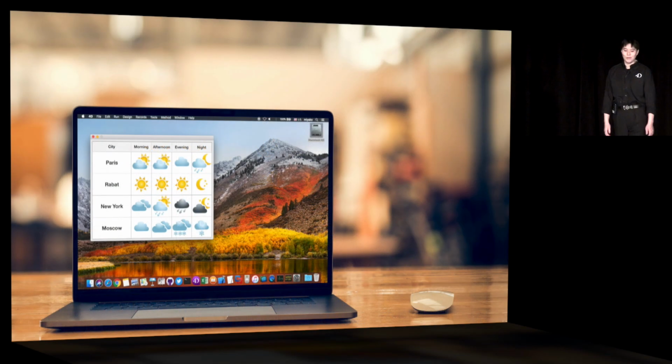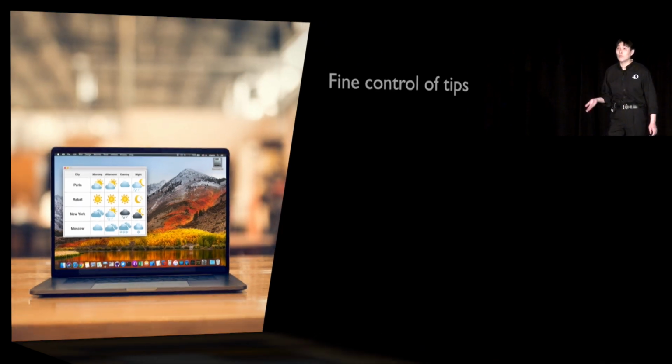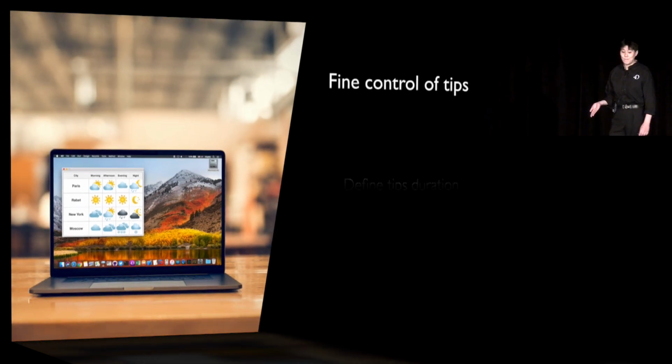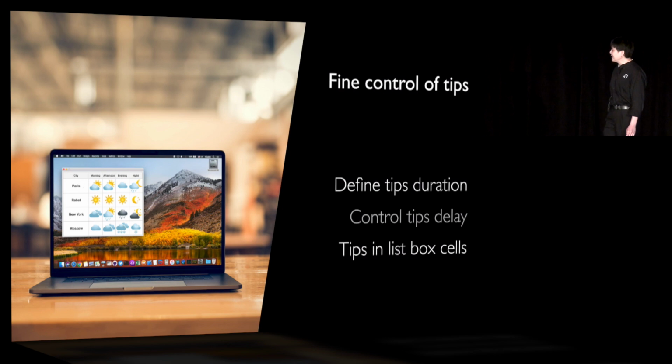Okay, so to recap, you have fine control over the help tips feature. You can set the display duration thanks to a new database parameter. You could also define the delay before the tips are displayed. And for list boxes, you have fine control. You can even define a tip at the cell level. So that's a new feature, better control over help tips.